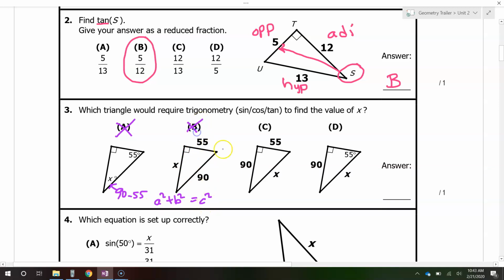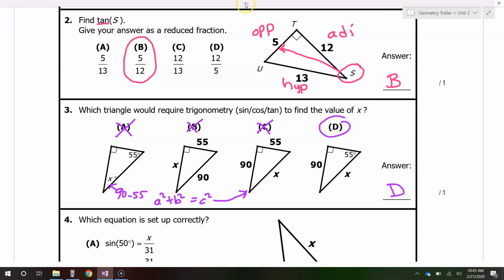So the answer is not B. That's the same reason for C as well. Again, it's all sides. We're not given an angle. We're not looking for an angle. It has nothing to do with angles. It's only sides, so again, that would be the Pythagorean theorem. So D has to be the answer. And as we look at it, we see that we have an angle, and then we're being asked to find a side. So this would be a perfect time to use sine, cosine, and tangent.